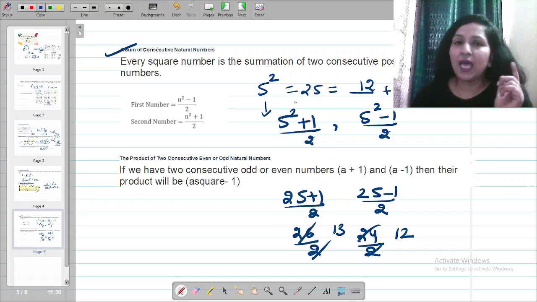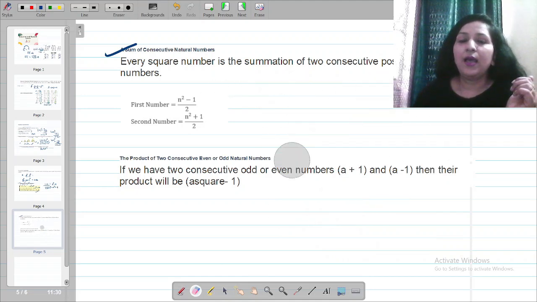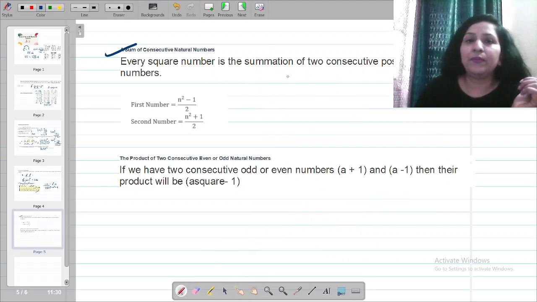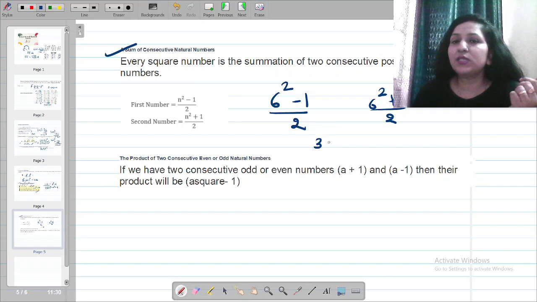Okay. So we have just observed one thing. Till now I have taken only the odd square numbers. Let us check if it follows for the even square numbers as well. If I take an even square number, let's say 6 square, as per the rule, it has to be 6 square minus 1 by 2 and 6 square plus 1 by 2. 6 square is 36 and 36 minus 1 is 35 by 2. 36 plus 1, it is 37 by 2.